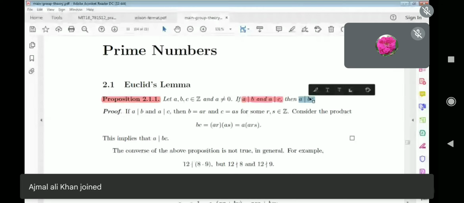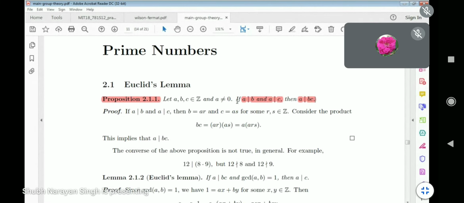So this is two terms. One, we have this information which lies between if and then. So this is if a divides b and a divides c. This information we have and we can use anywhere in between the proof. And you have to conclude what comes just after then. That means you have to conclude a divides product bc. So this information we have.